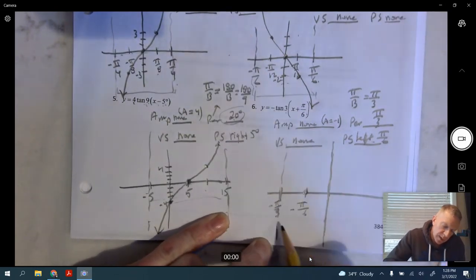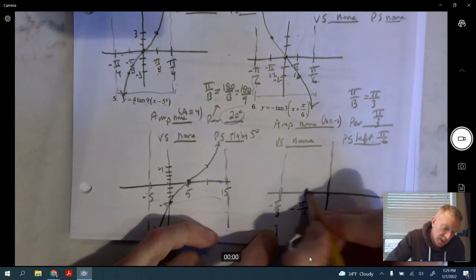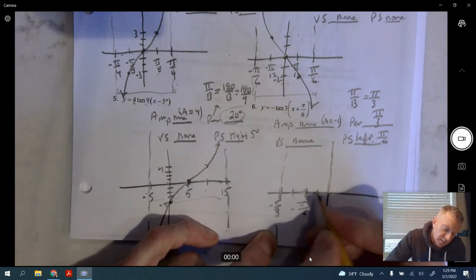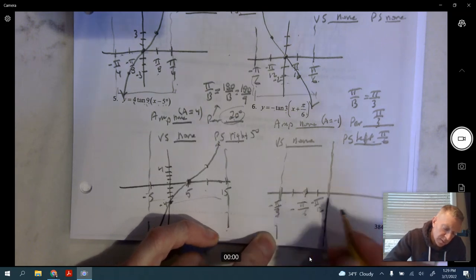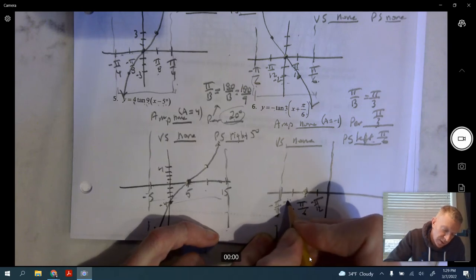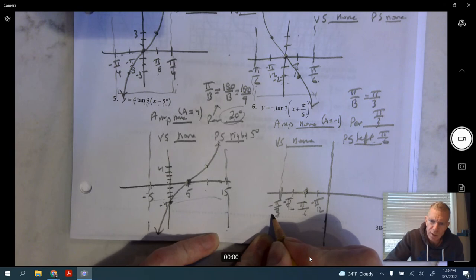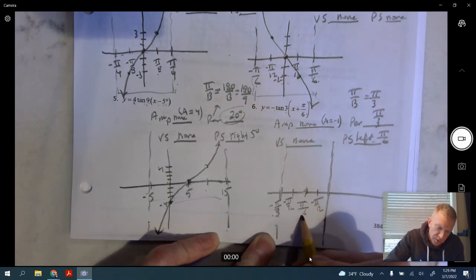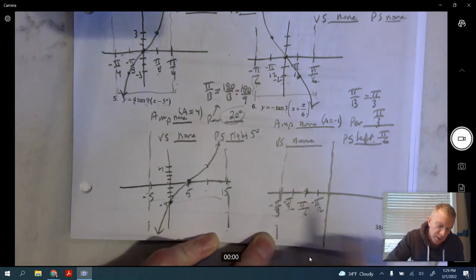So the distance from asymptote to asymptote is in fact pi over 3. The quarter marks halfway between 0 and negative pi over 6 would be negative pi over 12. So each one of these marks is a pi over 12. 1 pi over 12, 2 pi over 12, which is correct. 3 pi over 12, which is pi over 4, and 4 pi over 12, which is pi over 3.